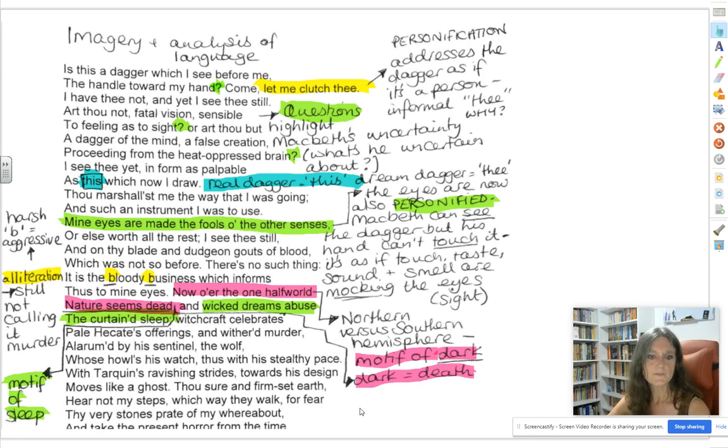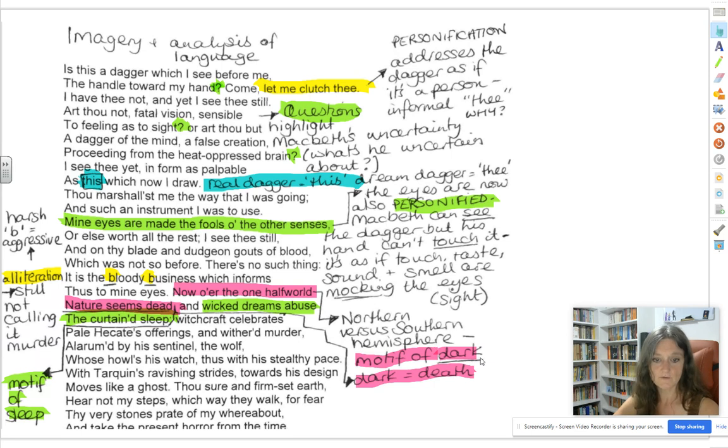Now in the next one, we've got a motif that we're really used to. First of all, let me explain what it means. Over the one half world, nature seems dead. So what he's talking about there is the northern hemisphere of the globe and the southern hemisphere. In the northern hemisphere, where England is, it's dark. One half world, nature seems dead. So darkness, he's saying here, means death.